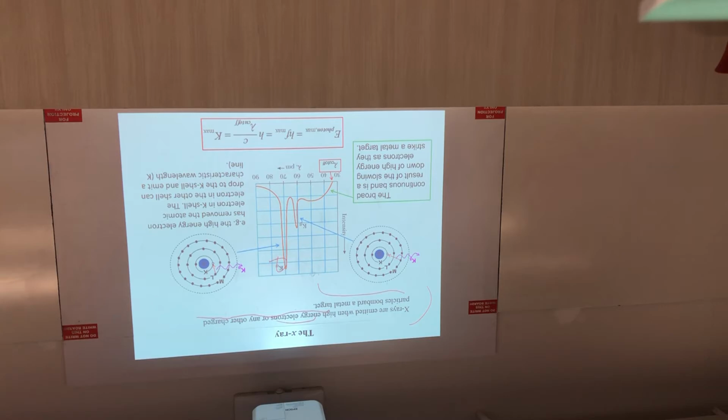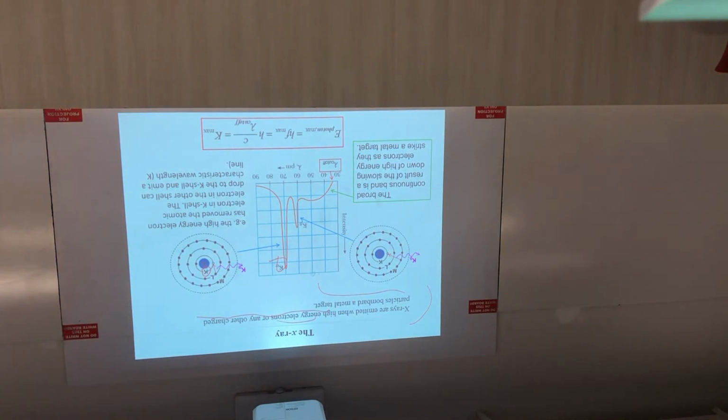So we are looking at the innermost shell. These lines are related to this K-shell, which means we have some change in the electrons in the K-shell.